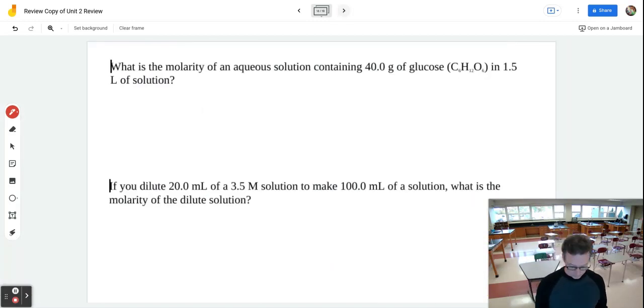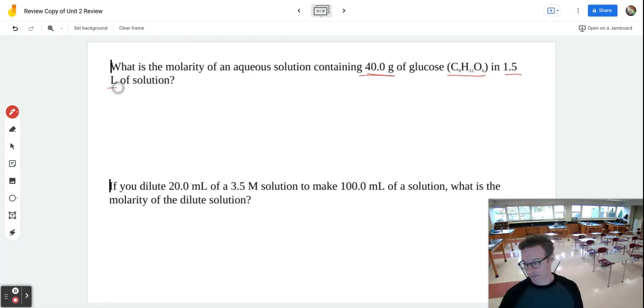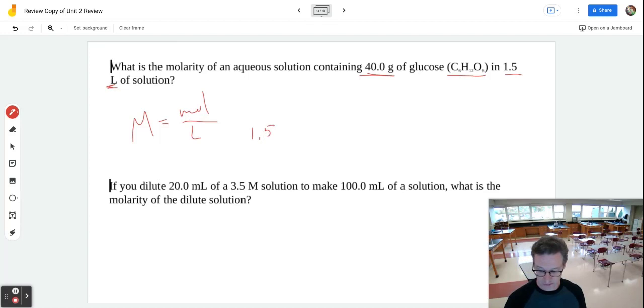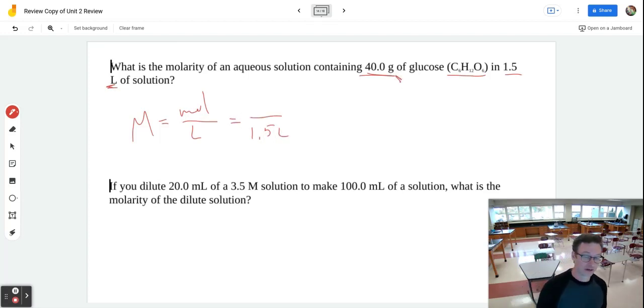All right, molarity question here. What's the molarity of an aqueous solution containing 40 grams of glucose in 1.5 liters of solution? So remember, molarity is moles per liter. They gave me liters, so I've got the denominator. I've got 1.5 liters on the bottom. I don't have the top, though, because they gave me grams instead of moles. So I have to convert the grams to moles first.